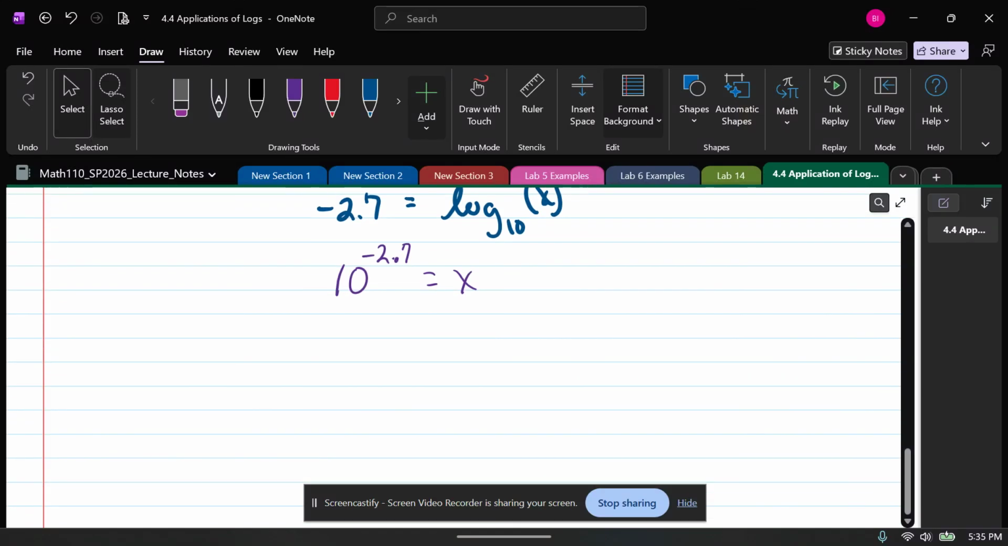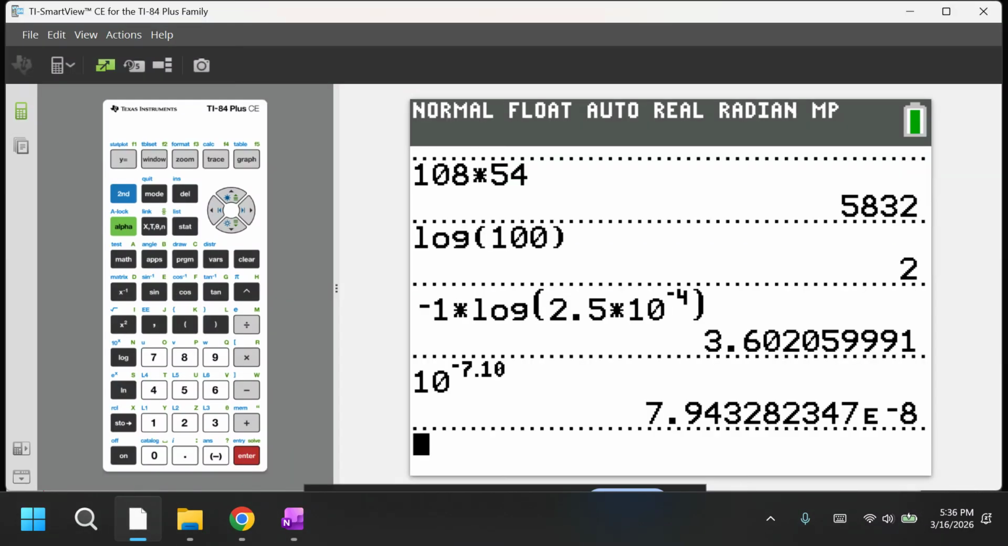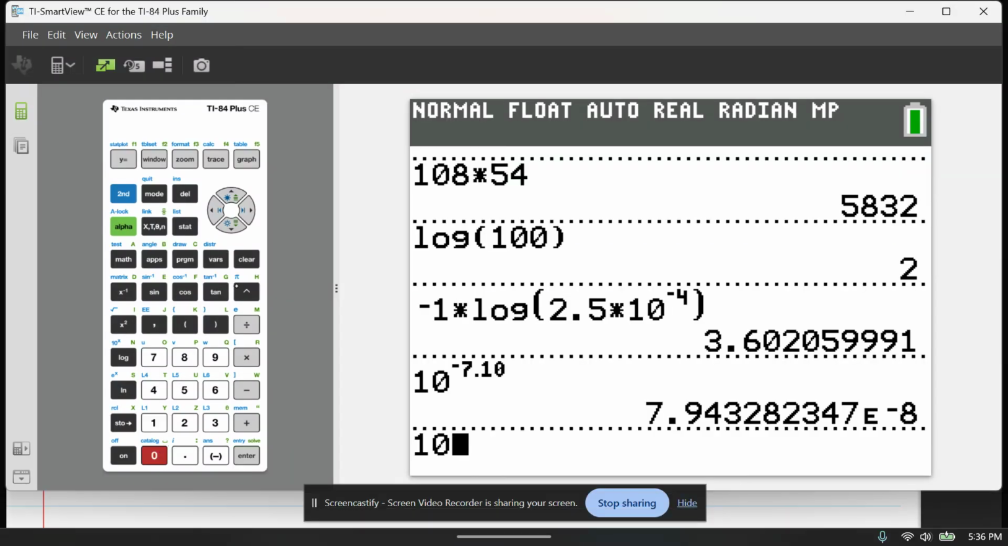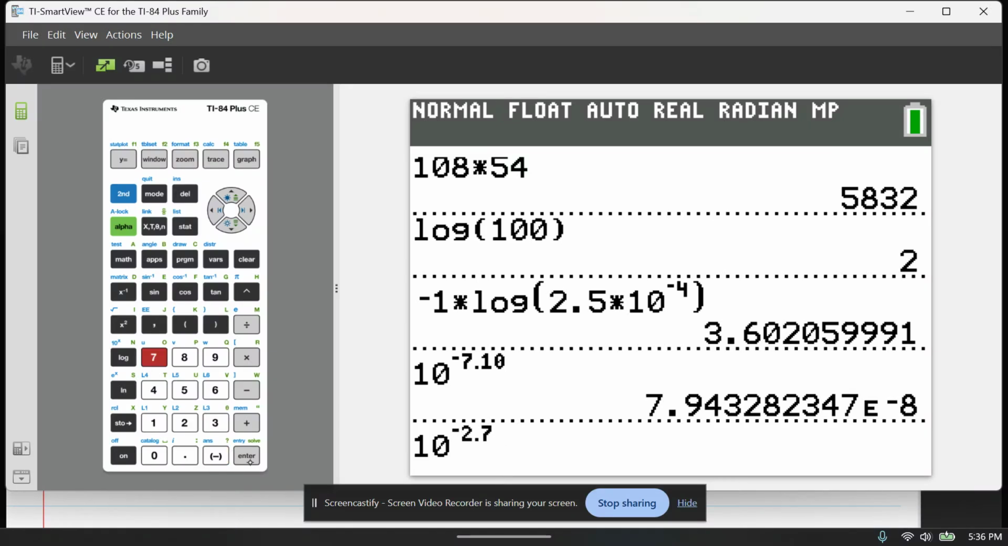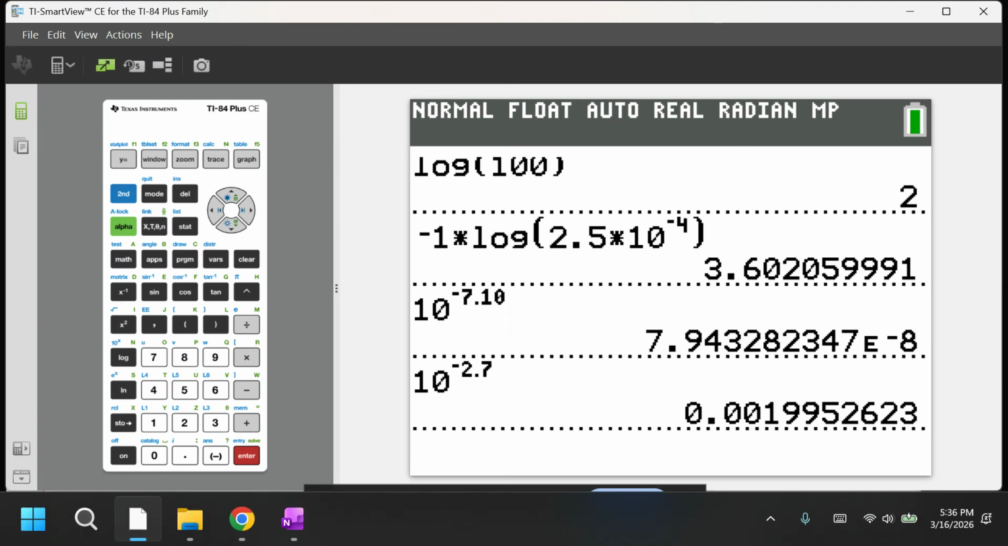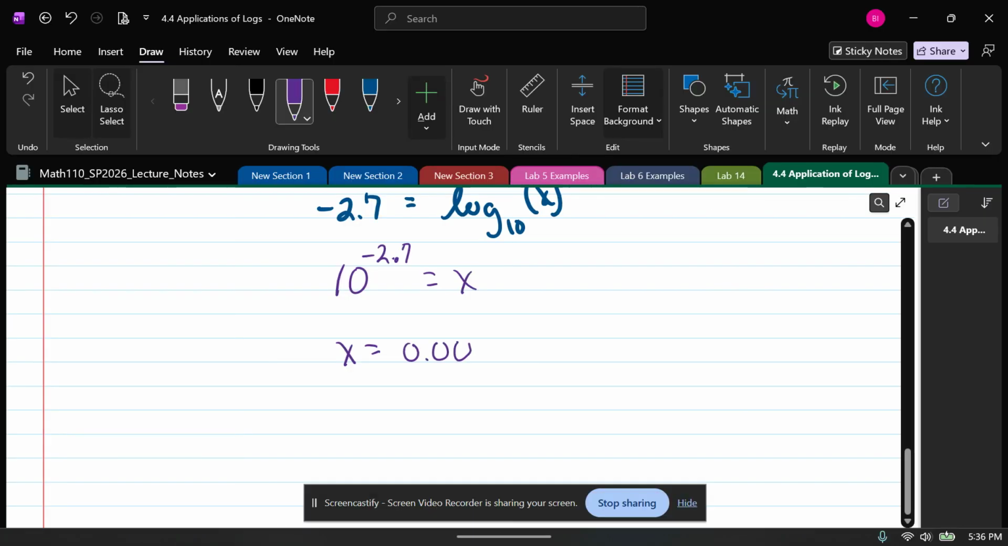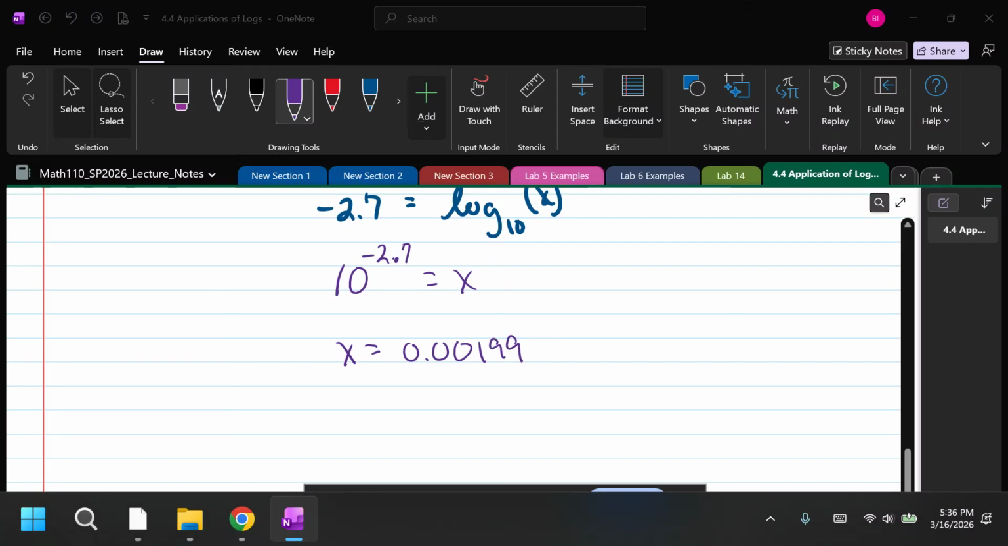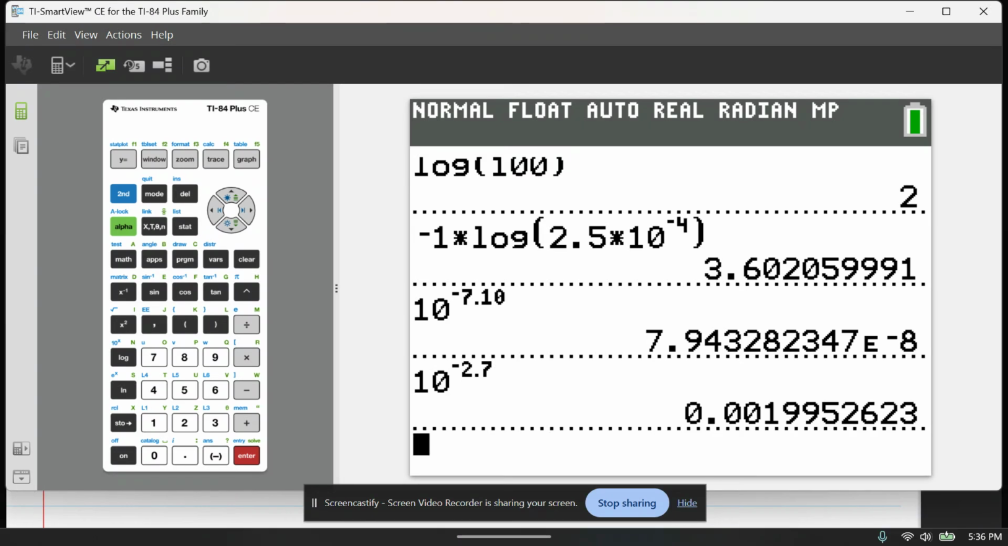Now I'm going to find out what that is. 10 raised to the negative 2.7. All right, I got a decimal here, 0.001995. Okay. I'm going to write a little bit more of that, 9952623.